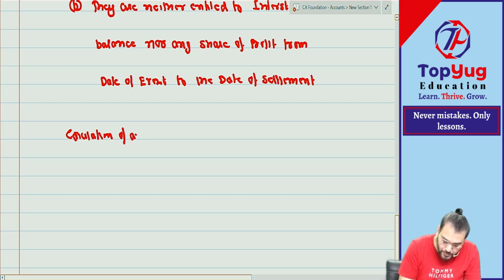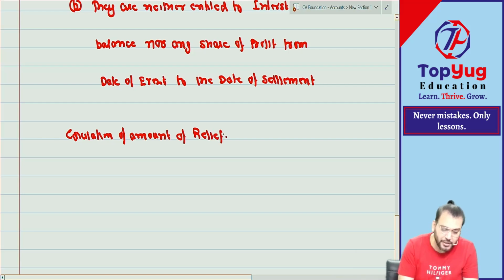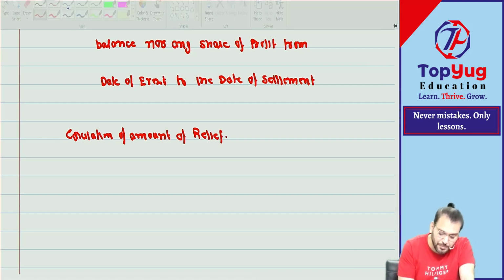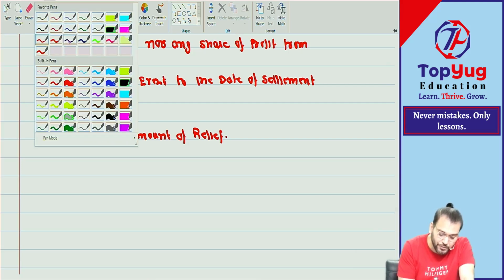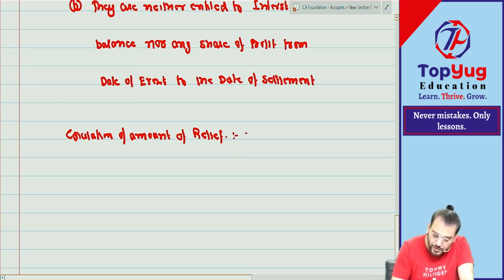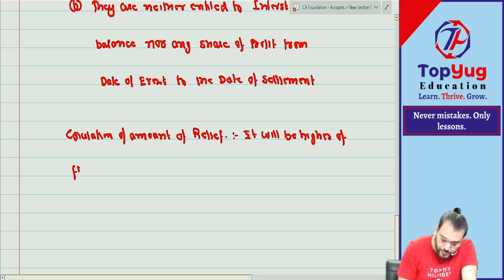Calculation of the amount of relief. How to calculate that amount? The Partnership Act says that it will be the higher of the following. Point number A. Point number B.